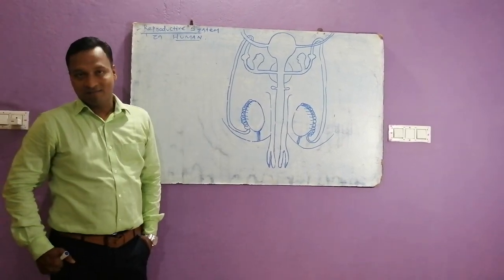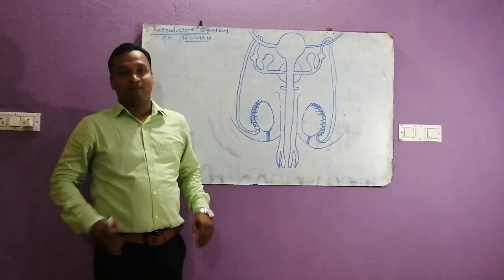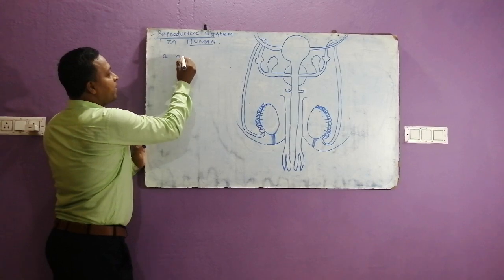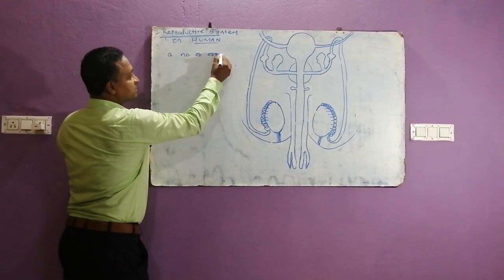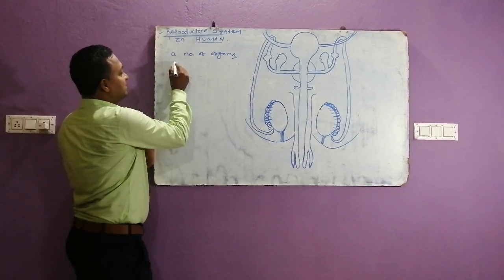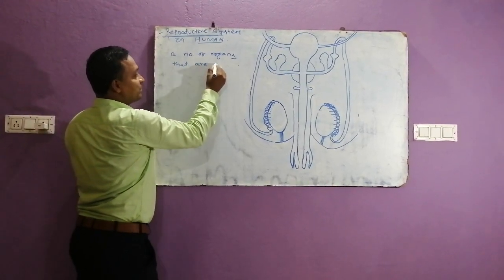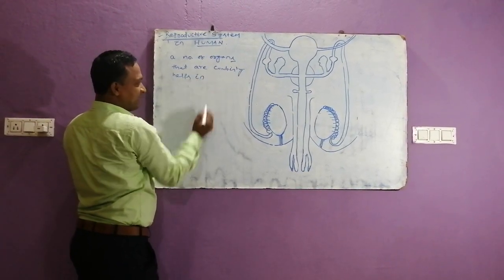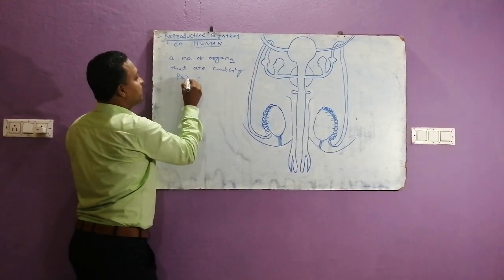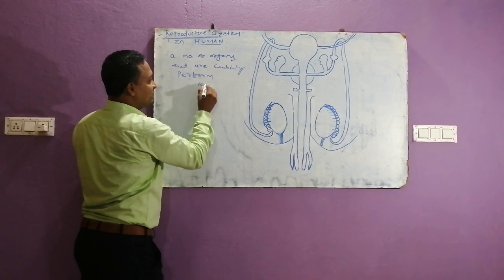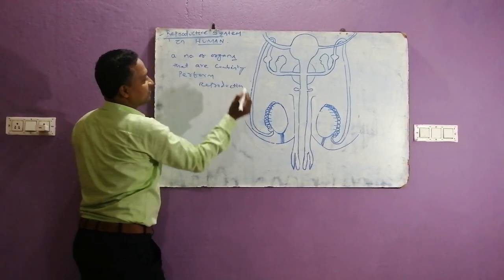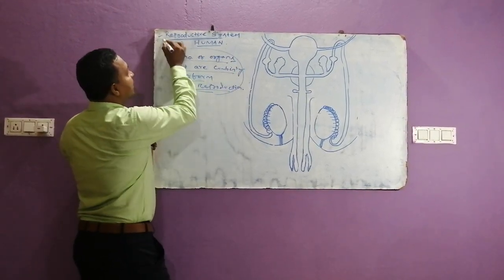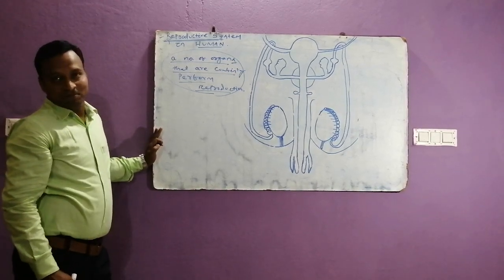Reproductive system in human. What is that? If we talk about the reproductive system in case of human, it includes a number of organs that are combined and perform reproduction. If a number of organs that are combined perform reproduction, then we can call that reproductive system.